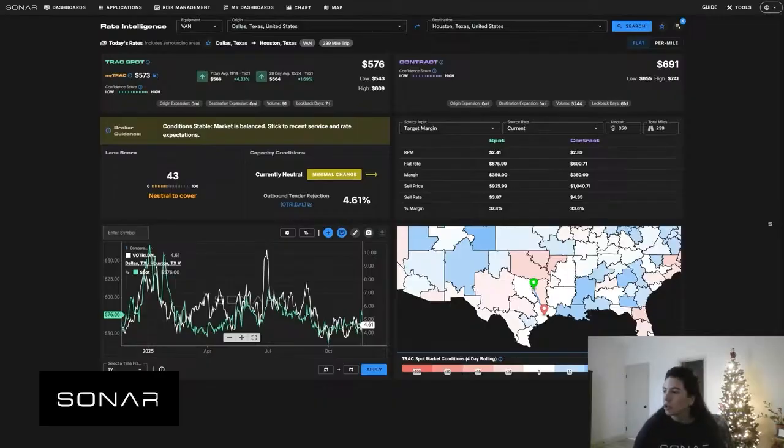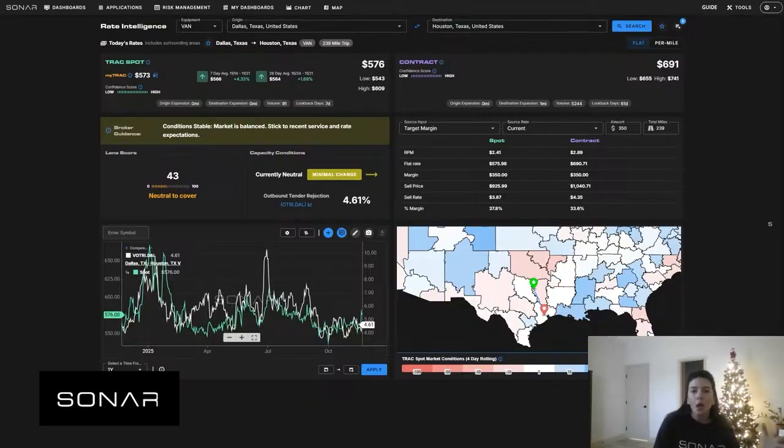Now, lastly, we have our TRAC Market Conditions map over here to the right. So this is going to tell you where spot rates are increasing or decreasing the most by trailer type. So you can see easily where rates are either having significant increases or decreases. The blue markets are going to be those that have more outbound shipments increasing rates. The red is going to be where those rates are decreasing. And the darker the color, the more significant the shift. So for this lane specifically, it's pretty neutral. You can see there's not too much color on my map.